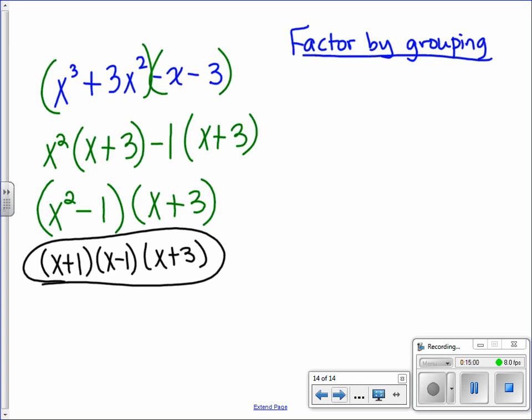Because there's no x term, right? What's the x term here? 0. So I'm looking at this. I needed to multiply to equal -1 and add to equal 0. Well, that's -1 and +1. That's it. Okay? This one actually is special. It's called difference of two squares.